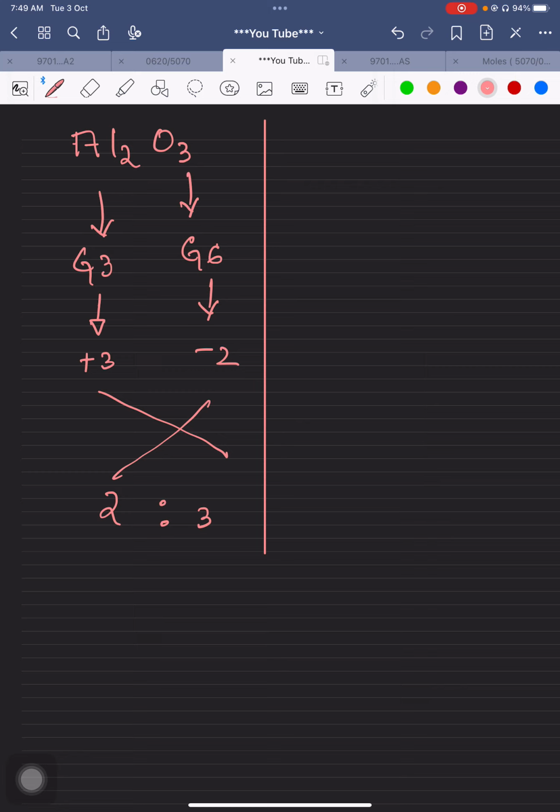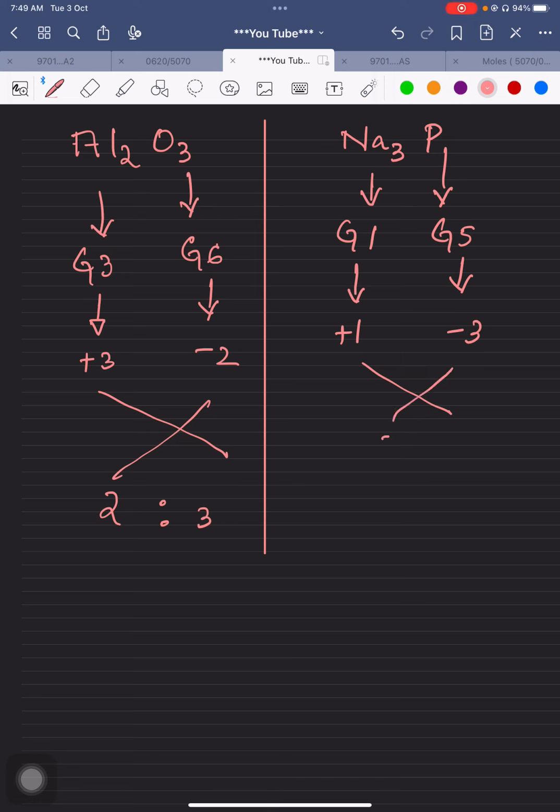All right. We are practicing another. So it is sodium phosphide. Na is a part of group number 1. It has a charge of +1. Phosphorus is a part of group number 5. It has a charge of -3. So this is 3 is to 1. All right. So this is how we are developing the formula.